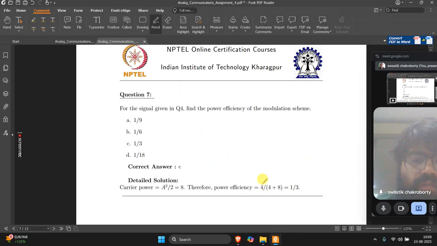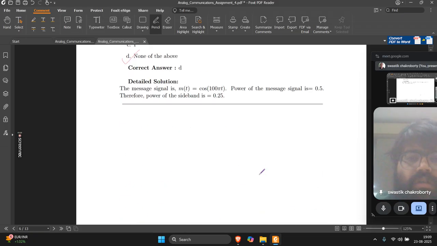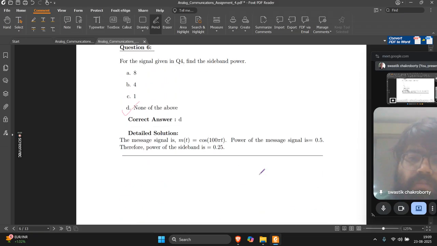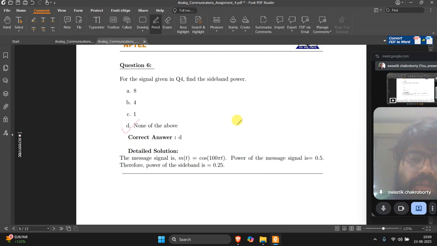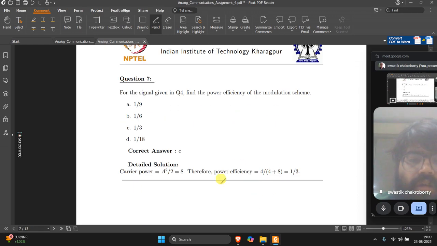Here they are getting this to be 4. But the correct answer is not 4. This is again wrong here. This one 8 is correct, but this is not 4. This is 2. So 2 by 2 plus 8. So it is 1 by 5. The correct answer is 1 over 5.